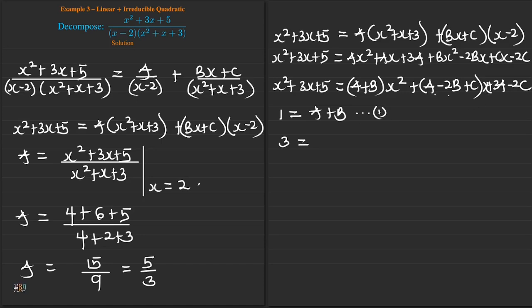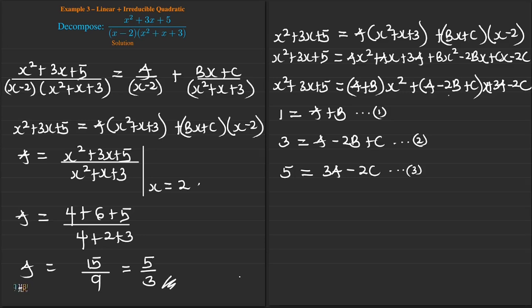So the coefficient of x over here is going to be a minus 2b, then plus c. That becomes our equation 2. And then for the constant, we have 5. So 5 is equal to what we have over here, which is 3a minus 2c. This is our equation 3. Not forgetting, we have our a already. Hence, we can use any of the equations to solve for any of the remaining variables.